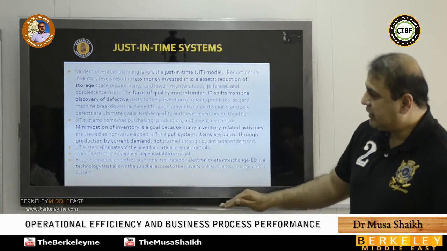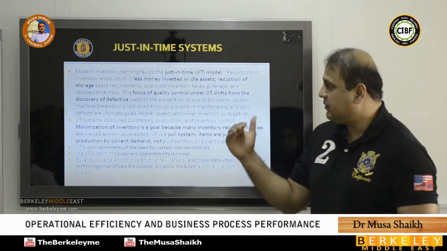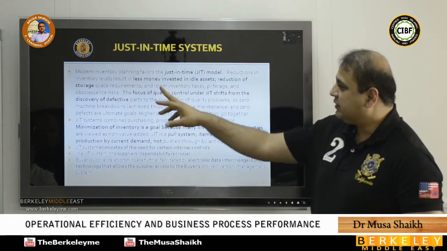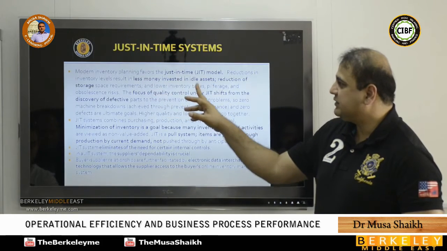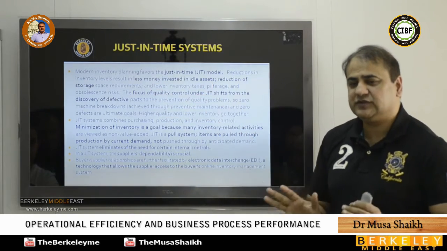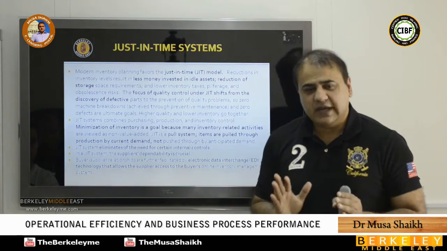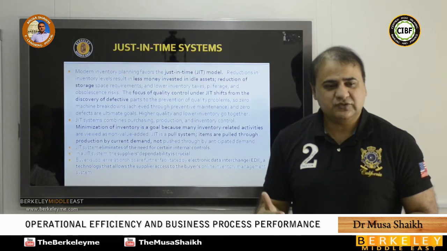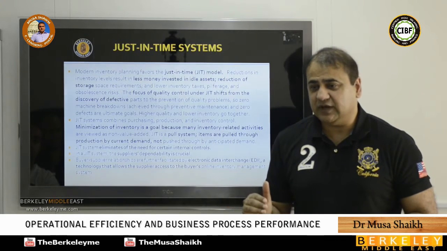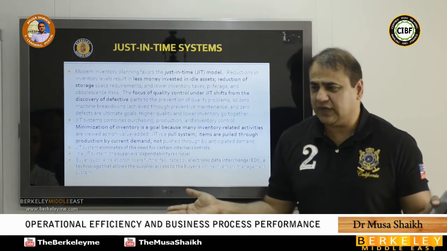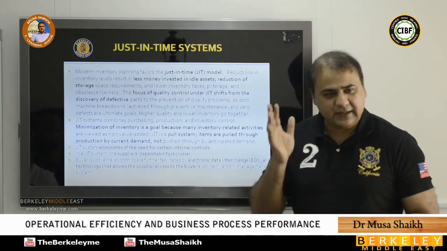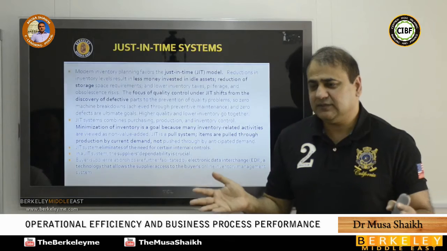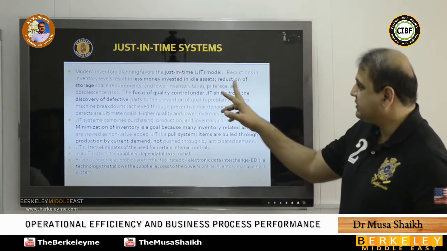There are some bullet points which I already explained, but I will read them for you. Just-in-time model will result in less money invested in idle assets. We use this word idle asset when any asset takes more time to sell. Like sometimes we have inventory which is slow moving, it's not moving out. So we call it idle. Idle person or idle inventory is a symptom that shows your slowness.